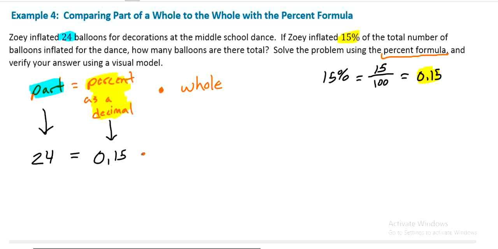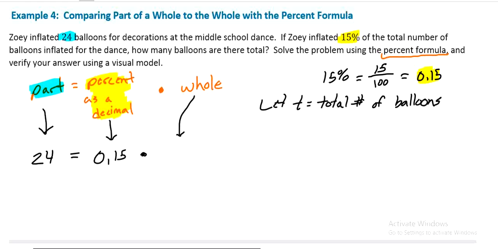Next up, we have multiplied by the whole. So the whole is the amount we do not know. We don't know the total number of balloons, but we can find it out. Since we don't know it, we need a variable. We use a variable for an unknown amount. So we'll say let T equal the total number of balloons. So instead of the whole, we'll put the letter T. And I always put that hook underneath it that way we don't mix it up with any plus signs.